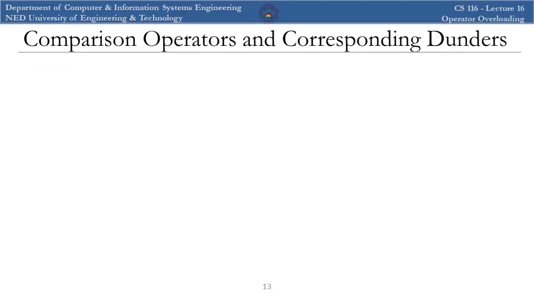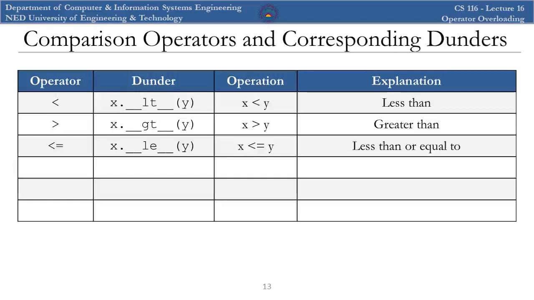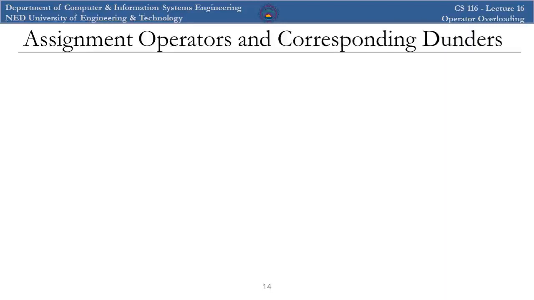Similarly, you can override comparison operators too, and here is a list of those comparison operators and their corresponding dunders. Less than, that's the dunder name LT. GT is the dunder for greater than. LE is for less than or equal to. Similarly, here's the one for greater than or equal to. And the equality operator, it actually checks for equality. And lastly, this not equal to operator.